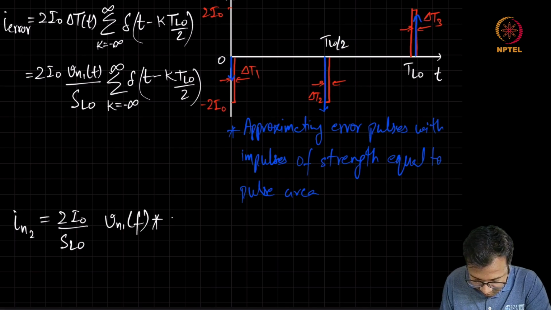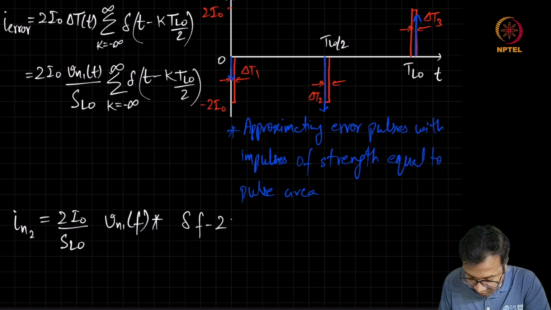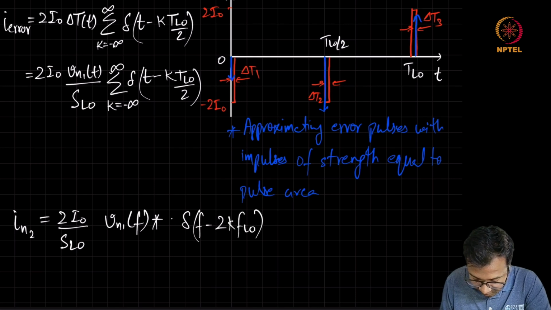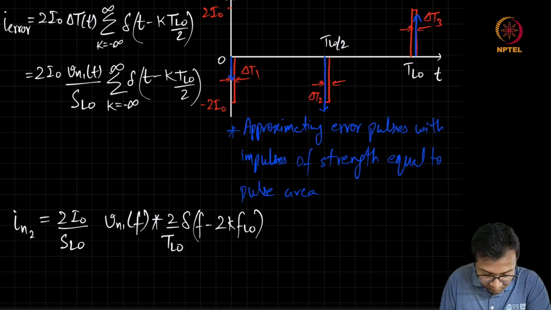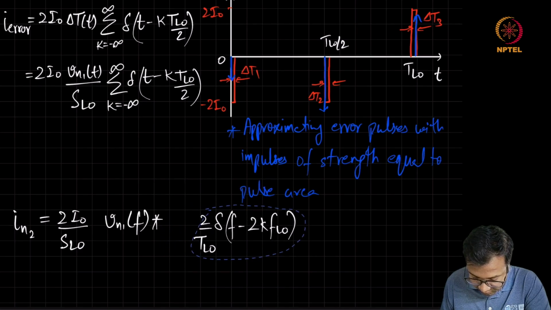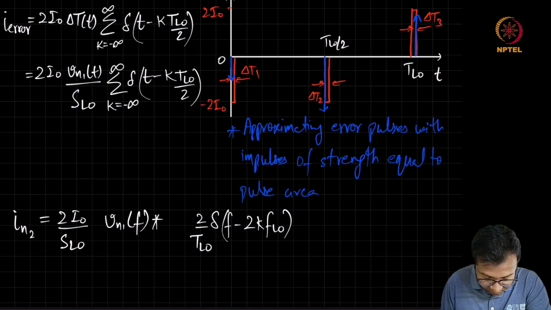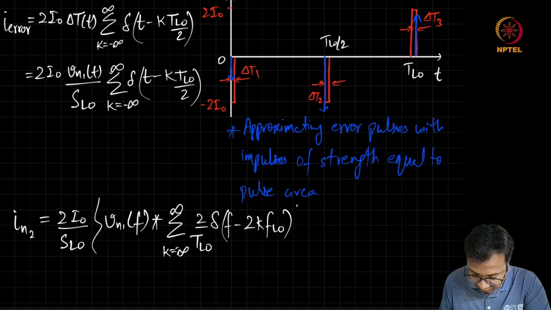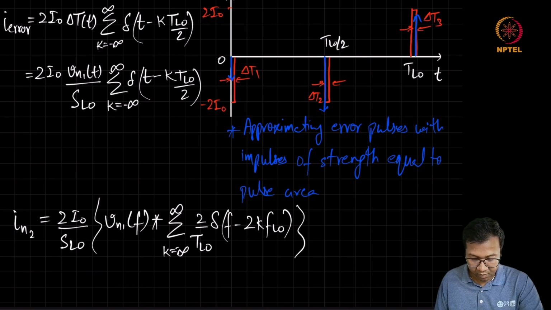Here it will be again a train of impulses appearing at twice the LO frequency, scaled by 2 by the LO, with this summation.